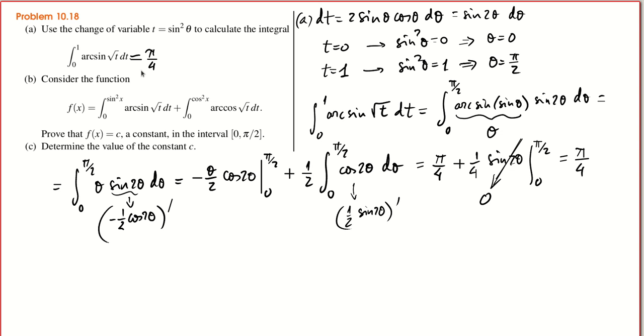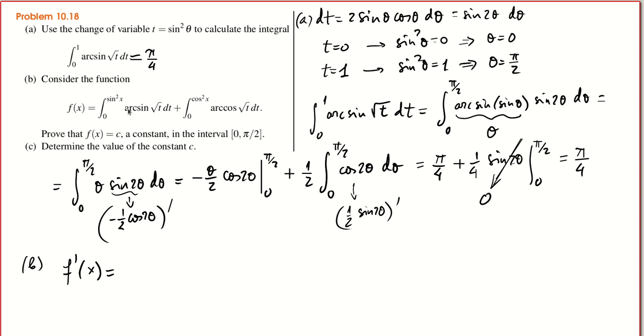Doing this change of variable. Okay, question B. Now we have this function, which is defined as two integrals, where the upper limit depends on x. We have to prove that this is a constant. And the way to prove that some function is a constant is to take the derivative and show that it's zero. So we calculate the derivative of this function.